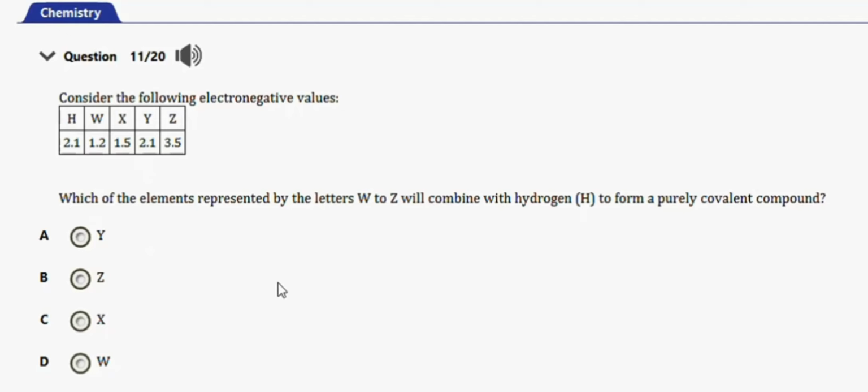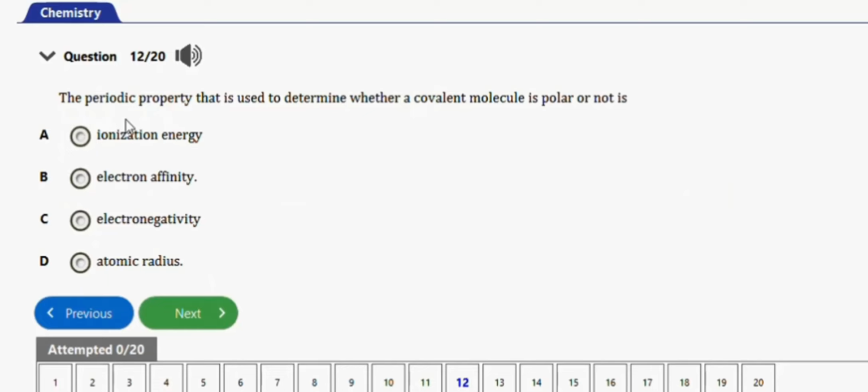Okay, so that's how I can solve this kind of problem. Next question will be this one. It says the periodic property that is used to determine whether a covalent molecule is polar or not is, so it's obvious, option C, electronegativity.